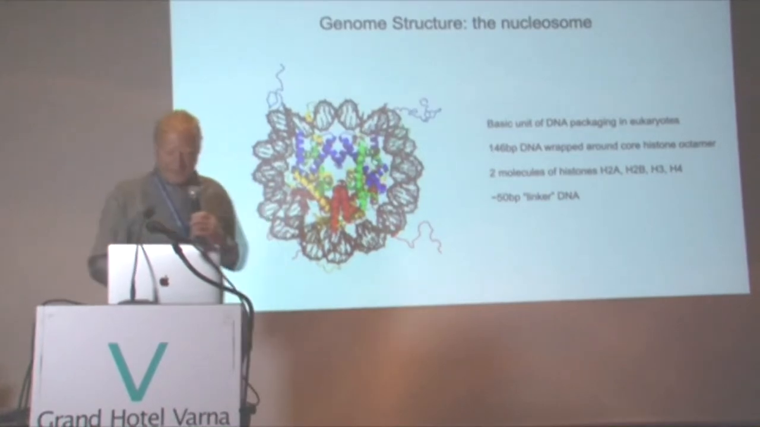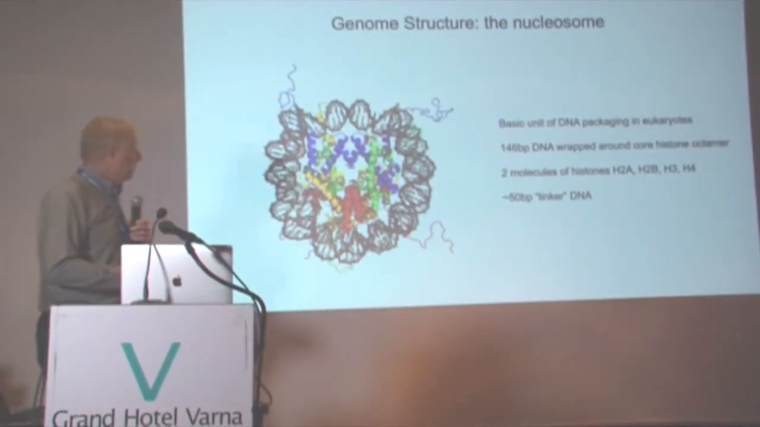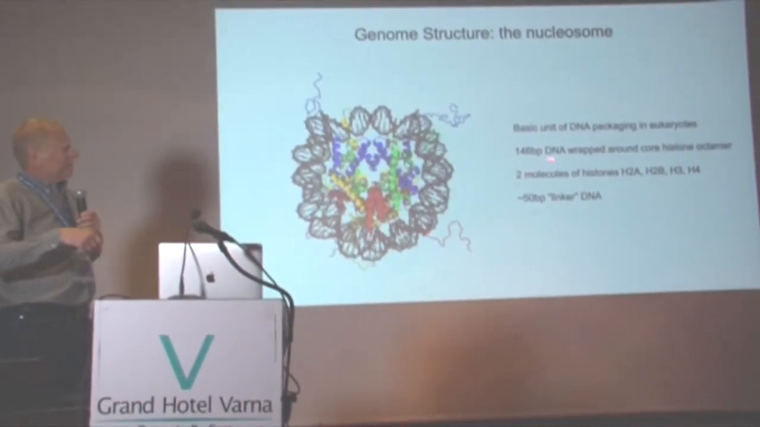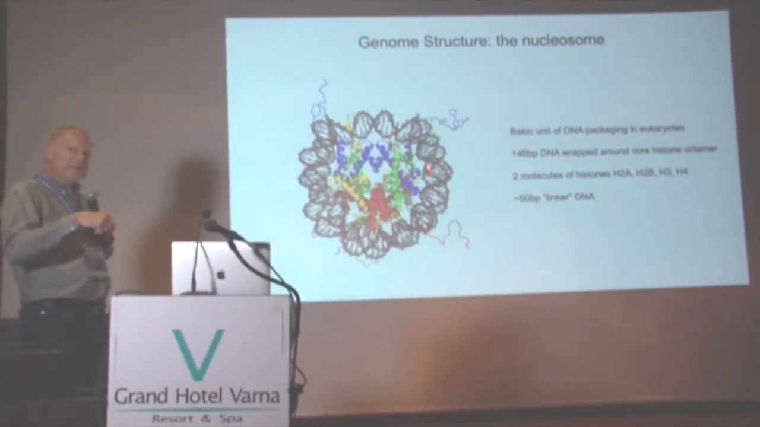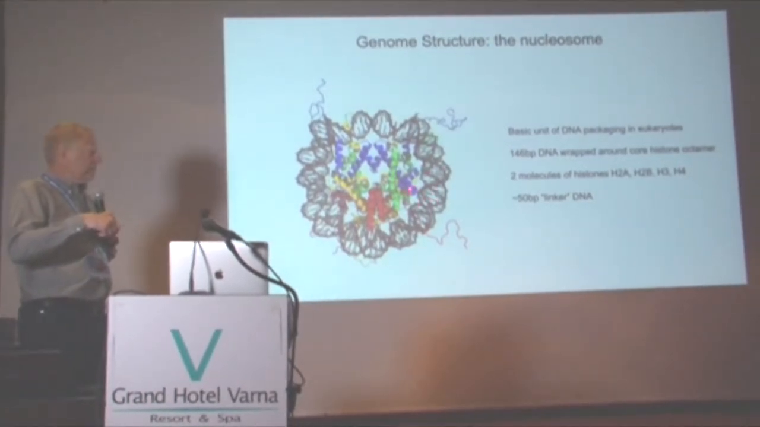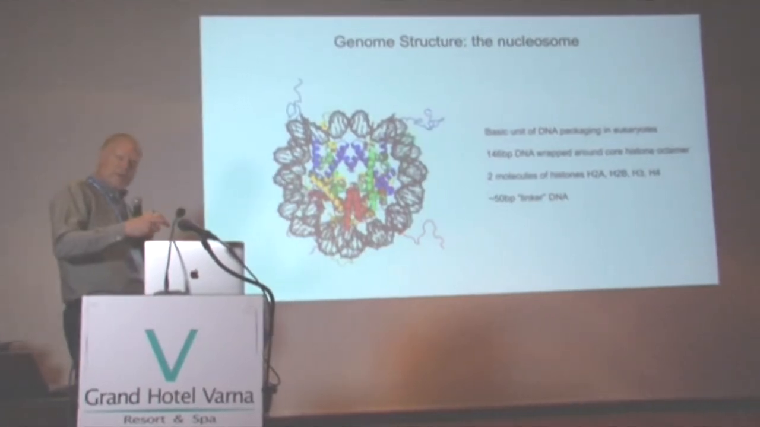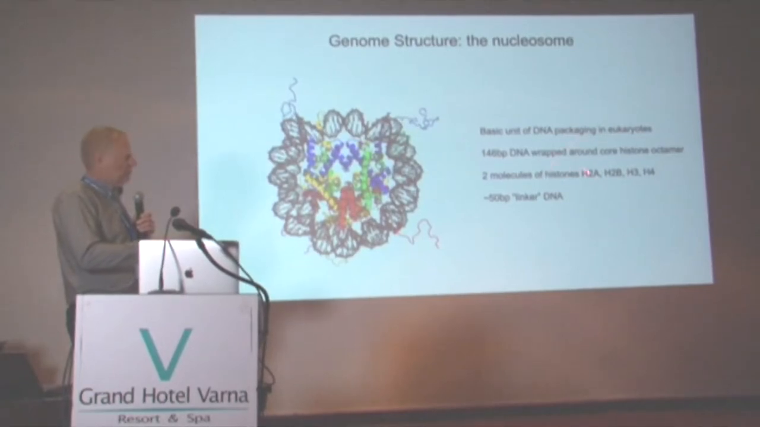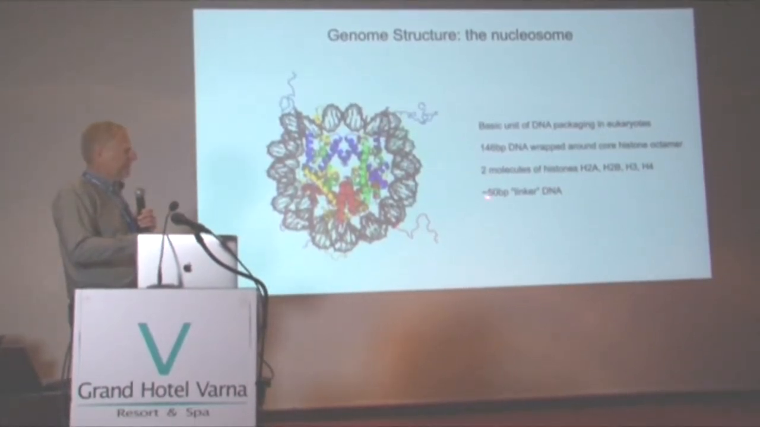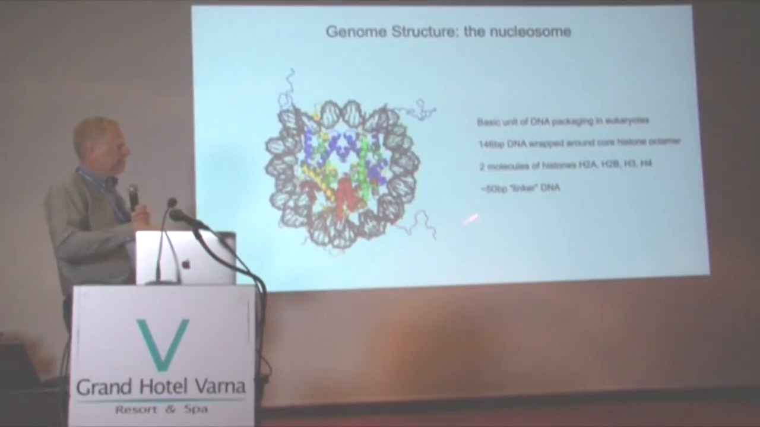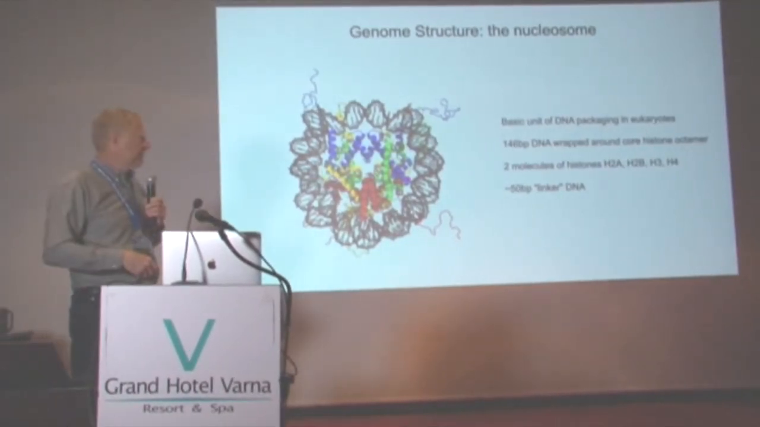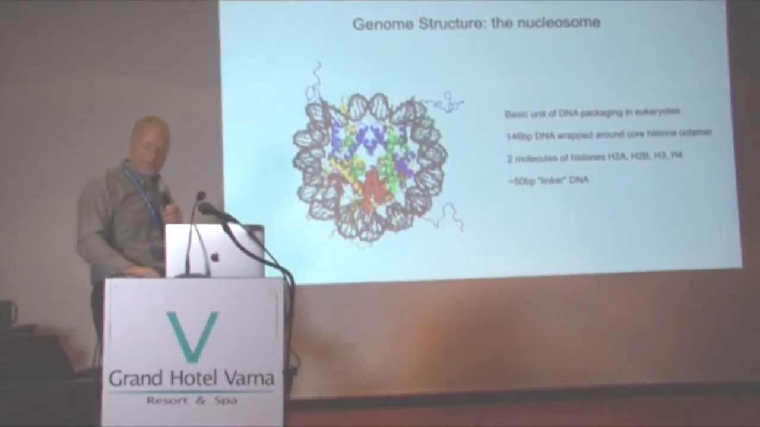So here we are, the basic unit. This is a crystal structure that represents about 146 base pairs of DNA wrapped very tightly around what's called a histone octamer. And the octamer is composed of two molecules of each of these four core histones. And in between each nucleosome is an approximately 50 base pair linker. The linker size differs from organism to organism. But that's the basic unit of packaging.